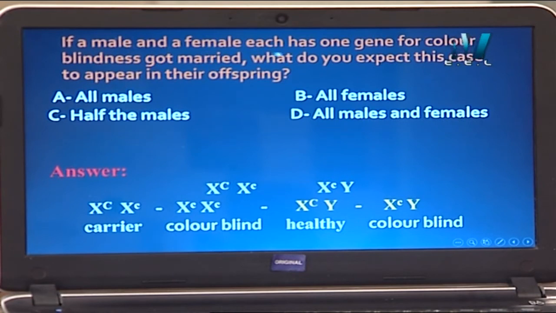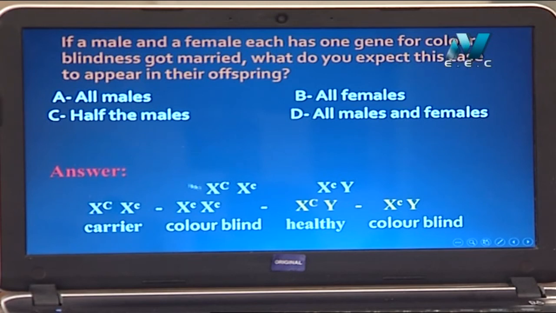We said that the male and the female each has one gene for color blindness. Remember, the female has 2 X chromosomes because this case is a sex-linked character. So the gene must be present on the X chromosome and not Y. The female has 2 X chromosomes and she carries one gene for color blindness, or C small, so the other C must be capital. So X^C X^c. And the male has just one recessive gene, C small, and it is present on the only X chromosome present in the male, so X^c Y.